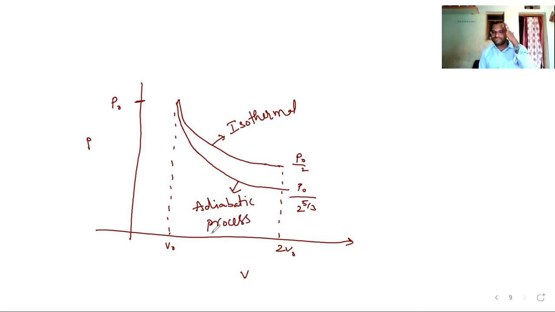Did you understand what I am saying? Isothermal process and adiabatic process: slight difference. Both curves will be like a parabola, but the isothermal curve will be up and the adiabatic curve will be down. That is the difference. Did you understand, students? I hope you are understanding clearly.